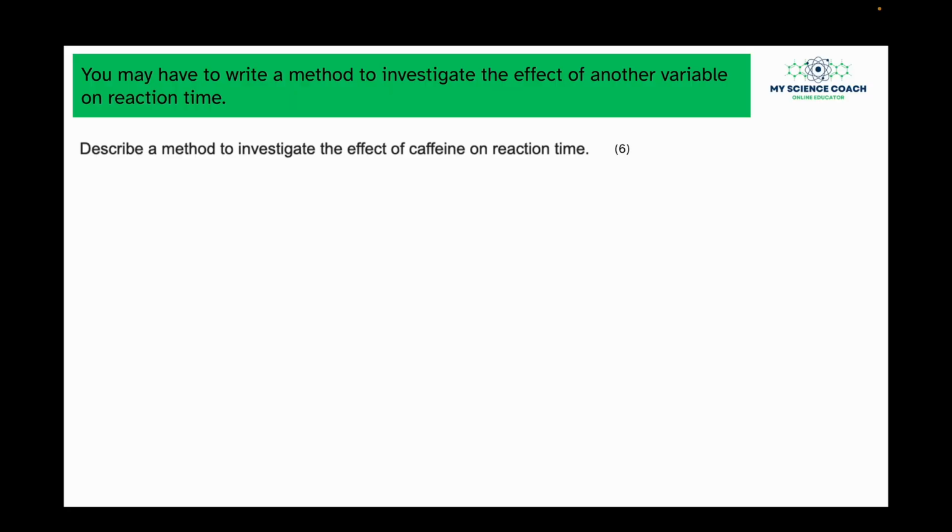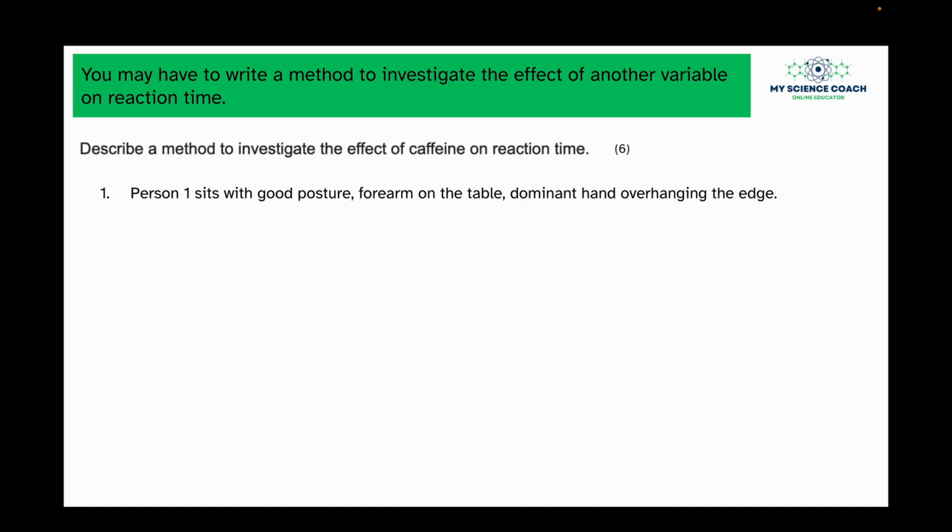So we're being asked to describe a method to investigate the effect of caffeine on reaction time. So it's just the method that I showed you earlier, but in that step where you would switch people, we're using the same person, but we're giving them some caffeine. So you do this whole experiment first without caffeine and then with caffeine. So let's look at the steps.